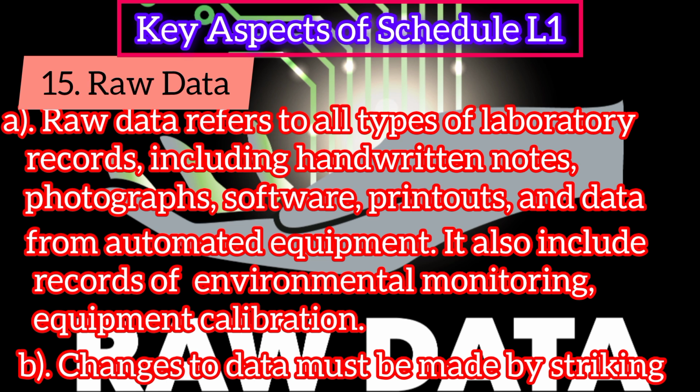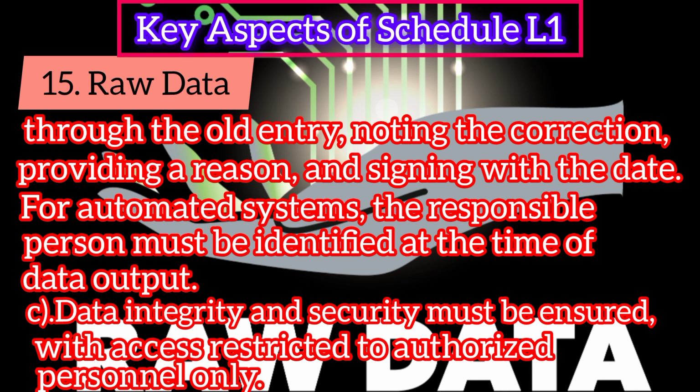15. Raw data. A. Raw data refers to all types of laboratory records, including handwritten notes, photographs, software, printouts, and data from automated equipment. It also includes records of environmental monitoring and equipment calibration. B. Changes to data must be made by striking through the old entry, noting the correction, providing a reason, and signing with the date. For automated systems, the responsible person must be identified at the time of data output. C. Data integrity and security must be ensured, with access restricted to authorized personnel only.